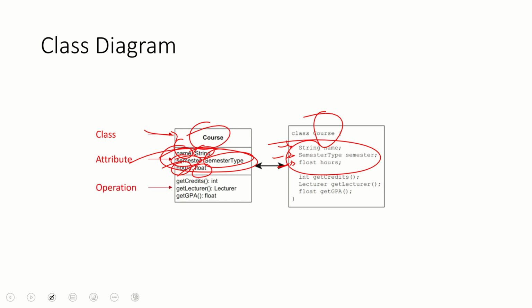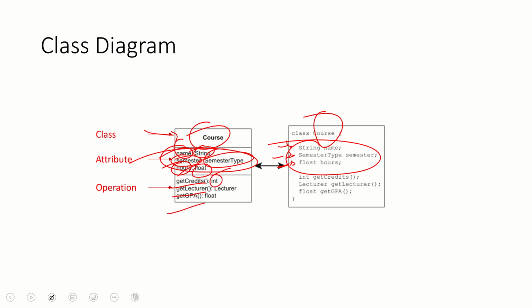The third part is operation or approach or method. You will see those three different names in different textbooks. Okay, but you should understand that these are the methods you are going to program in your code. Okay, so first is always the method name. Okay, getCredit, getLecturer, getGPA.